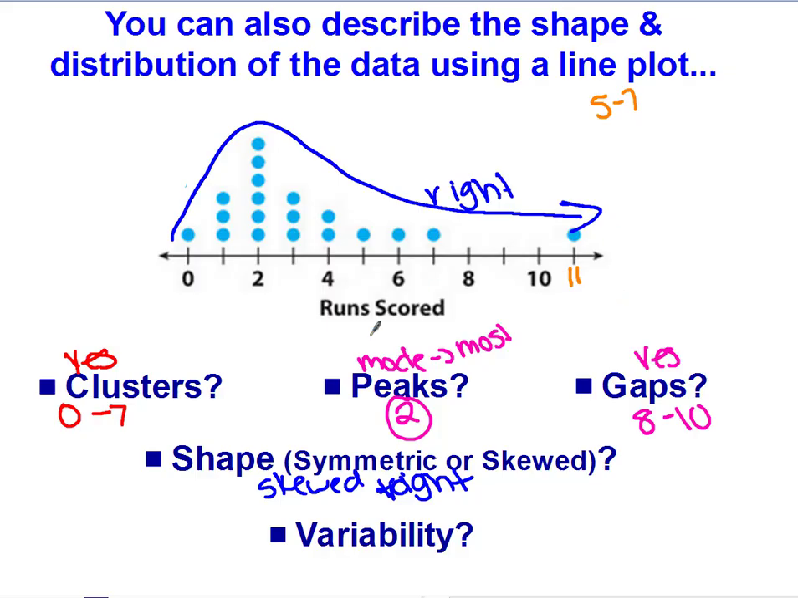So in this case, I would say that there is a lot of variability going from 0 all the way to 11 because we're talking about a possible softball game or a possible baseball game. So because of those 2 reasons, I'm going to say that yes, there's variability from 0 to 11. Okay, let's practice with one more dot plot.